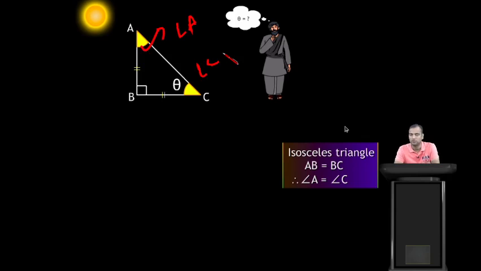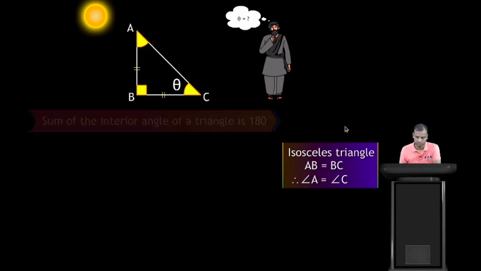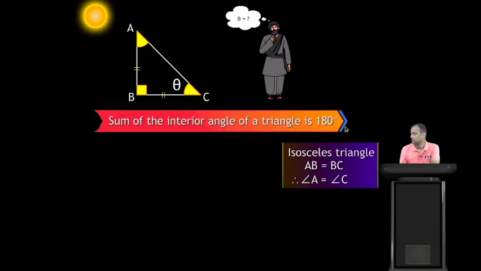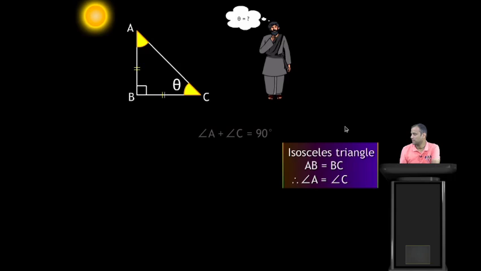Do you know why both the angles are equal? Because it is an isosceles triangle. Now tell me, what is the sum of the interior angles of a triangle? Yes, very good. It is 180 degrees. Now the sum of the interior angles is 180 degrees. So that's how we can find the value of theta.